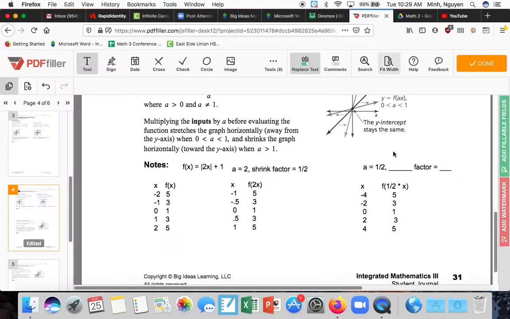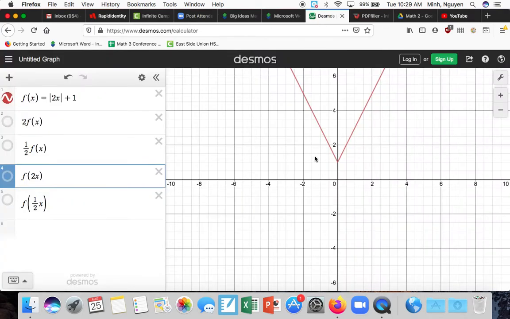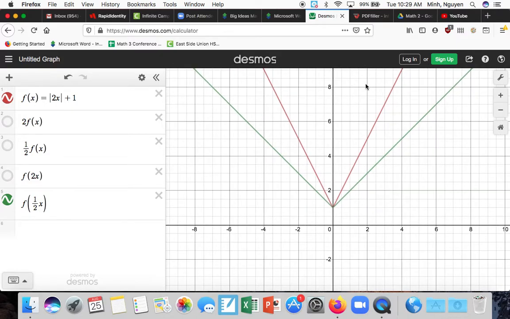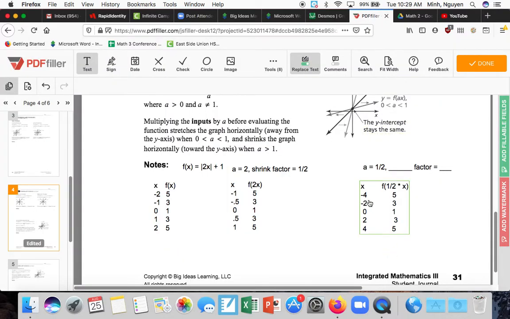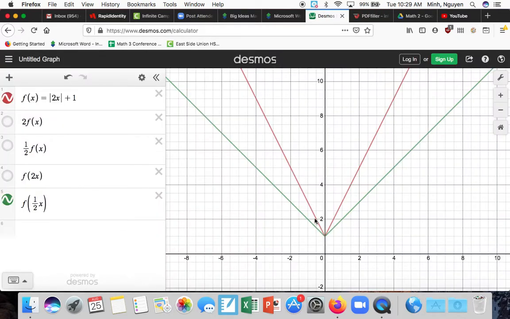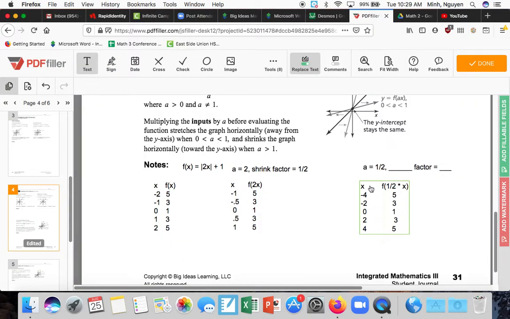So what movement are we expecting? This is a stretch. That means it should be going away from the y-axis. Away from means getting wider. Oh, wow, look at that. So let's take a look at some of our points just to verify. So we said negative 4, 5. So it went from negative 2, 5 to negative 4, 5. Right? And that's just one example. Obviously, you can look at the other ones if you want.